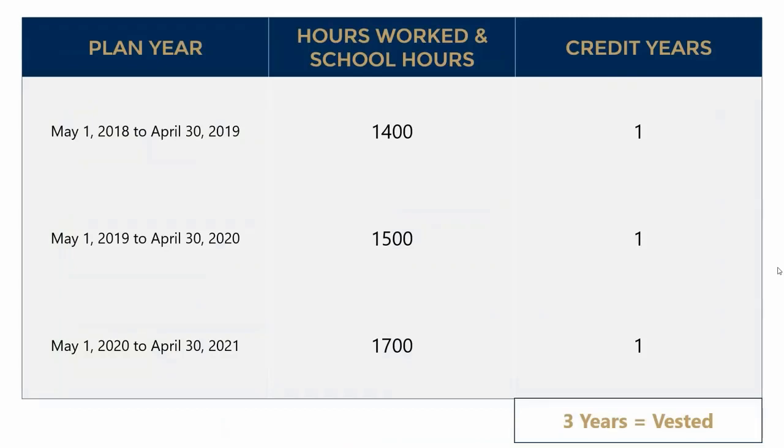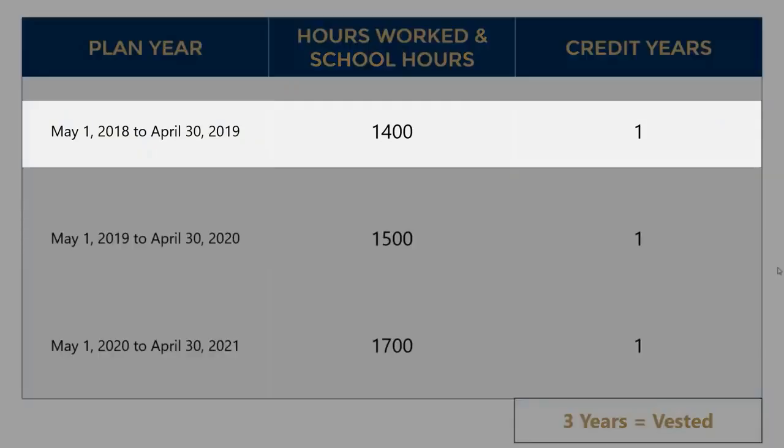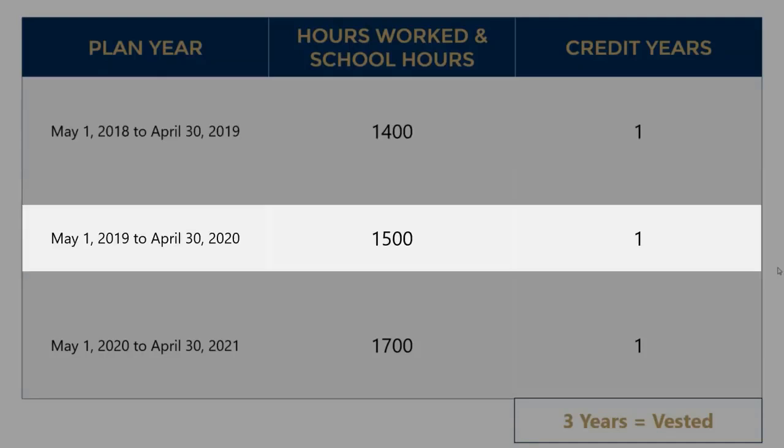Now let's look at an example of how the credited service works. As I mentioned, the plan year starts every May 1st and ends every April 30th. In this instance, the participant worked 1,400 hours. Therefore, they earned 1 year of credited service. If we look at the next plan year, which is again May 1st through April 30th of 2019, the participant worked 1,500 hours. They earned 1 year of credited service for that time period.